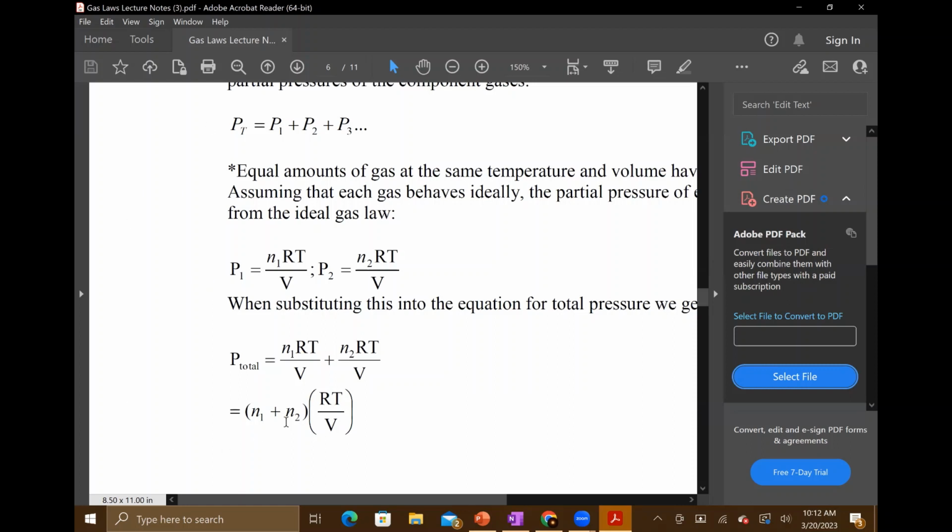But again, the importance of this is that the sum of the individual pressures equal the total pressure of the system. And that takes into consideration both gases, N1 and N2. All right. So I would recommend that is something you ought to put down on your note card.